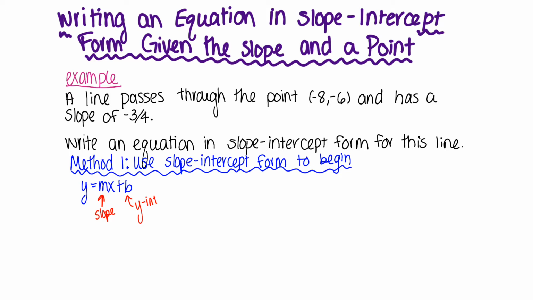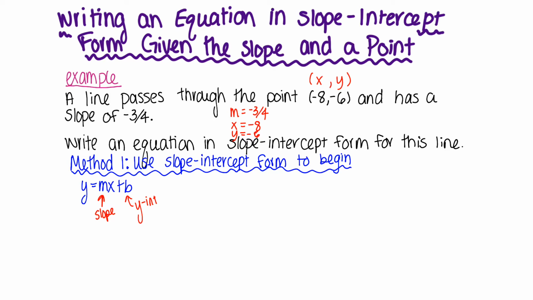In this problem, we were told what the slope is. They said the slope is -3/4, so m is -3/4. They did not tell us what the y-intercept is, but they did give us a point. And remember, points are x, y. So they gave us an x value of -8 and a y value of -6.